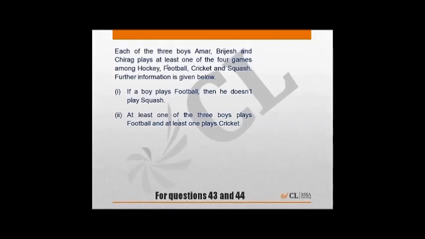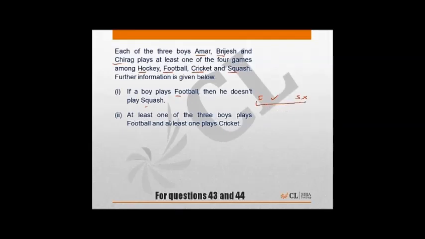Each of the three boys, A, B and C, play at least one of the 4 games: hockey, football, cricket and squash. Further information given below is, if a boy plays football, he doesn't play squash. So if football is yes, then squash is no. So you can play only one of these 2 games, you cannot play both.